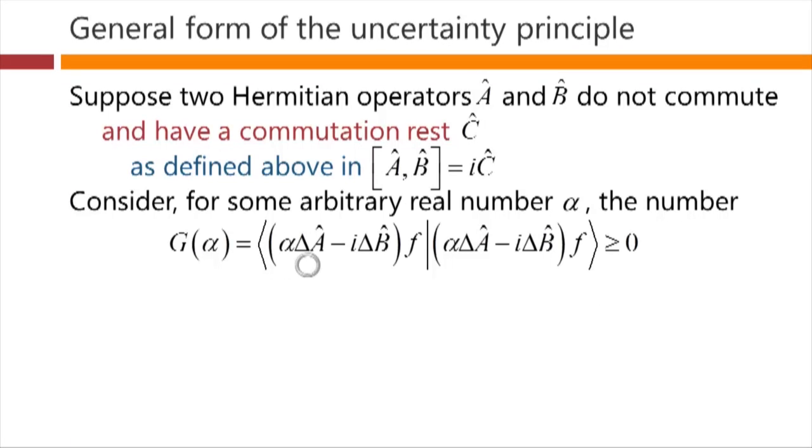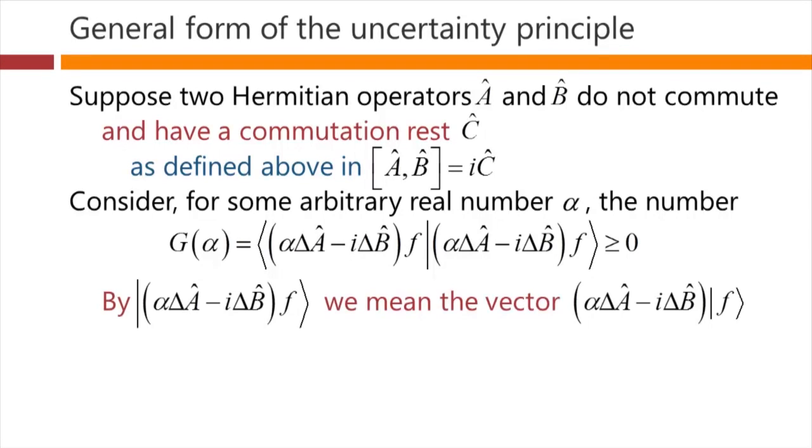So we've got alpha times delta A here, the operator, minus I times delta B operating on F. And we're putting that whole thing in bra form. And similarly over here, we have it in ket form. Now, we've written it in this form here, in the ket, to emphasize that we mean this vector. All we're saying is that the result of alpha times delta A minus I times delta B operating on F is just a vector. And this expression here is just the inner product of that vector with itself.